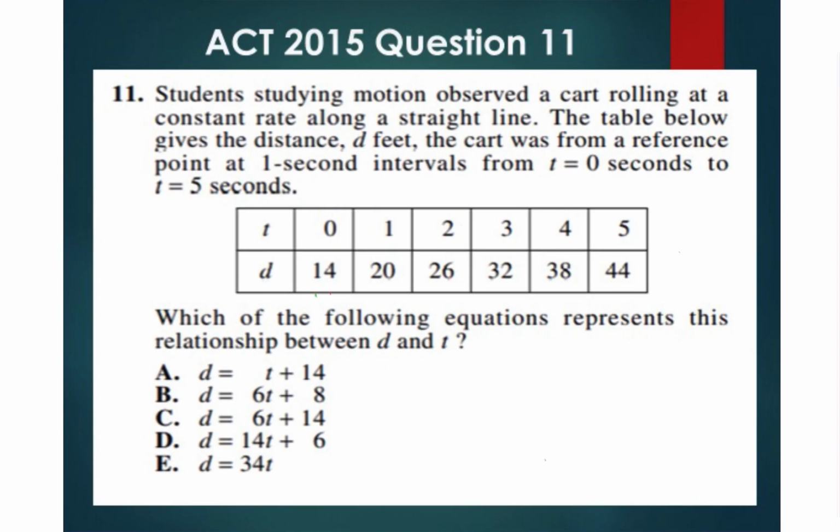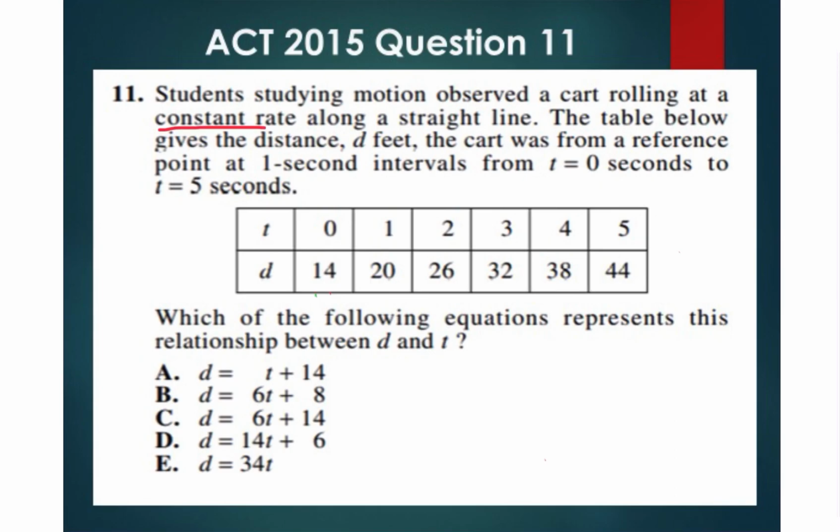Students studying motion observed a cart rolling at a constant rate along a straight line. The table below gives the distance, d feet, the cart was from the reference point at 1 second intervals from t equal to 0 seconds to t is equal to 5 seconds. Which of the following equations represents this relationship between d and t?